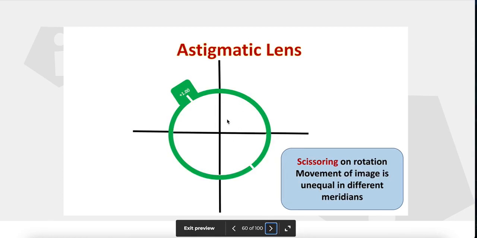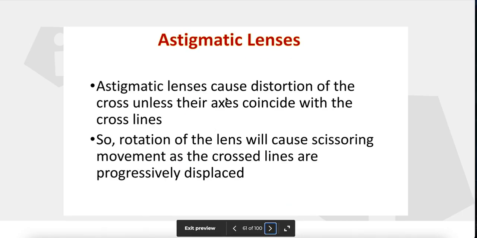While in astigmatism, when we place the lens on the cross, there will be a scissoring movement on rotation due to unequal refraction of different meridians. The astigmatic lenses cause distortion of the cross unless their axes coincide with the cross lines. And this is how we can know the axis: by making the cross coincide with the axis of the astigmatic lens. Once we put the astigmatic lens and find no distortion, then this is the axis of the astigmatic lens.